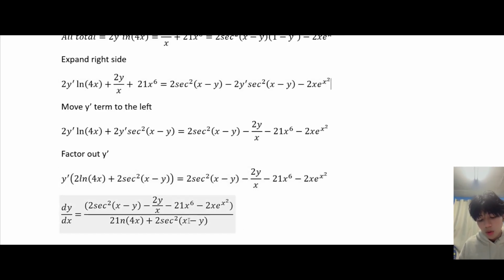So y' times (2 ln 4x plus 2 sec squared(2x minus y)) equals 2 sec squared(2x minus y) minus 2y over x minus 21x to the power of 6 minus 2x exponential x to the power of 2. And then the final answer is dy/dx equals 2 sec squared(2x minus y) minus 2y over x minus 21x to the power of 6 minus 2x exponential x to the power of 2, over 2 ln 4x plus 2 sec squared(2x minus y).